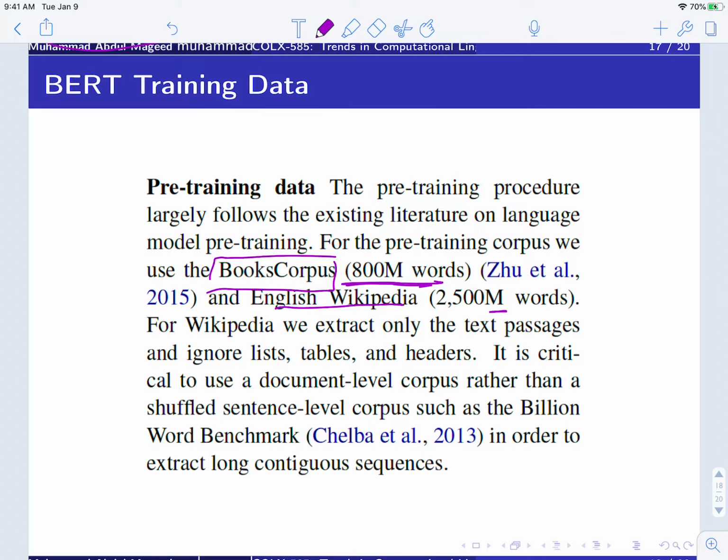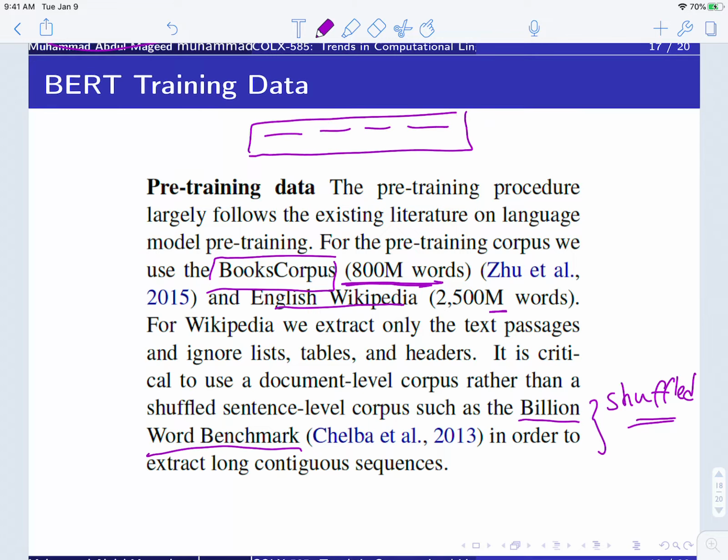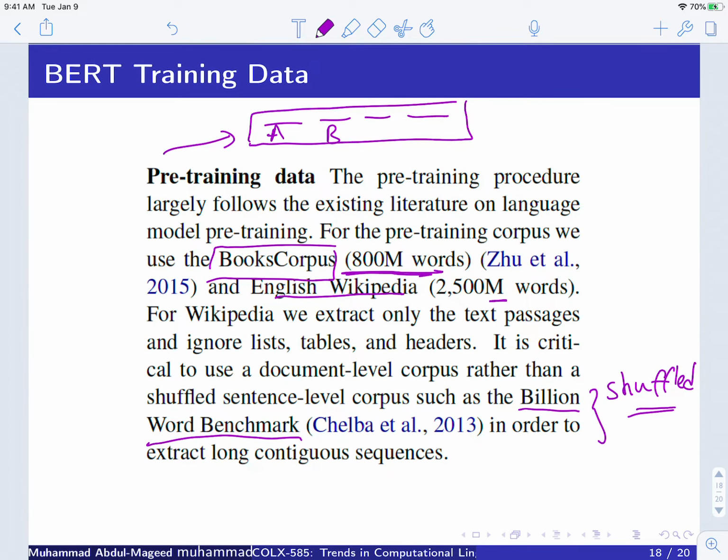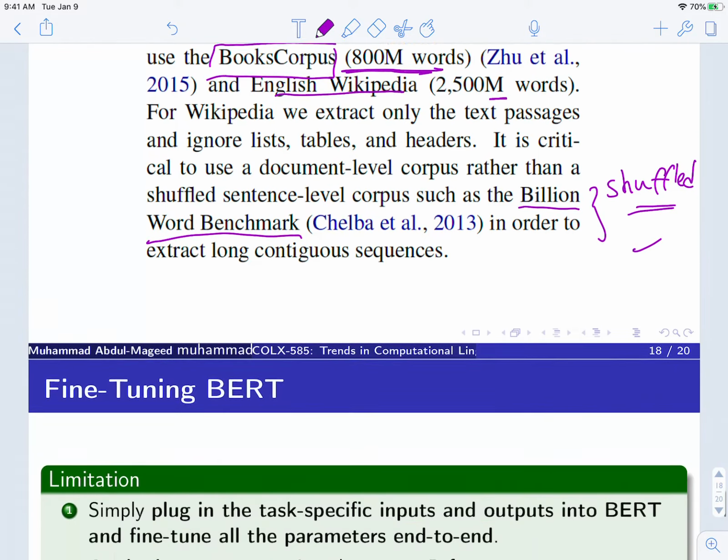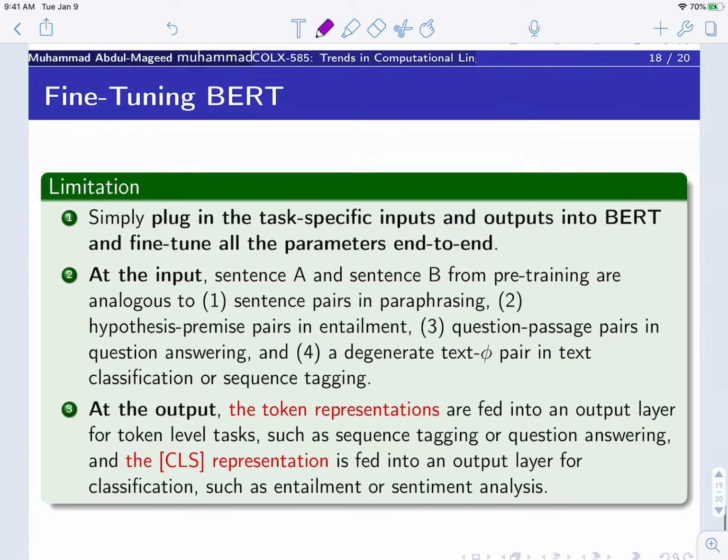Note that they can't train, for example, on a dataset like the billion word benchmark dataset. Why? Because the sentences there are shuffled, and they need a dataset where the sentences are sequential, in their ordinary, natural order, because they need to have sentence A, sentence B, and so on. They can't do this with a shuffled dataset because the order of the sentences is random.